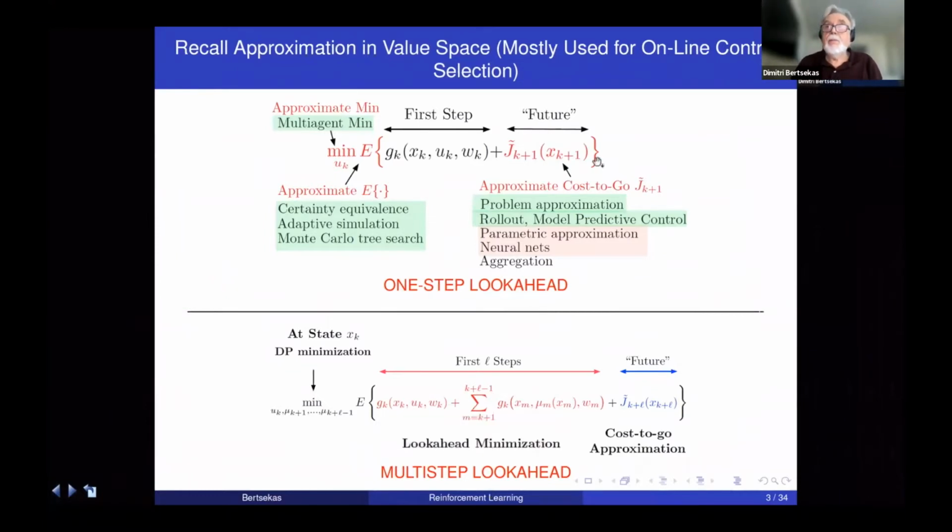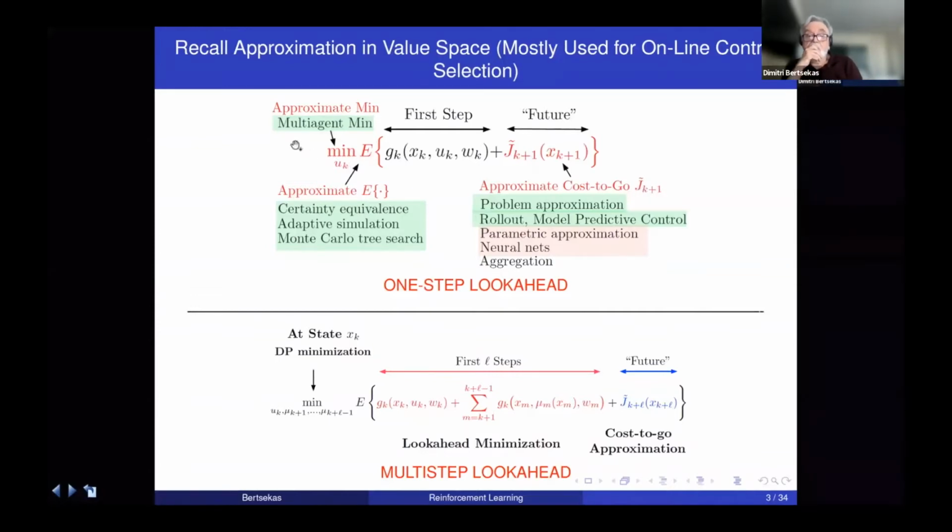The general context, the general structure of approximation in value space. You've seen this figure before. This relates to 1-step look ahead at a given state x_k. We select control by minimizing this expression involving the first step and the future as approximated by some approximate cost function, J tilde k plus 1.